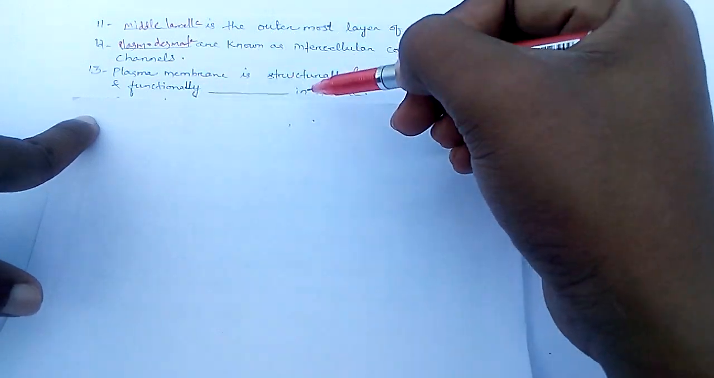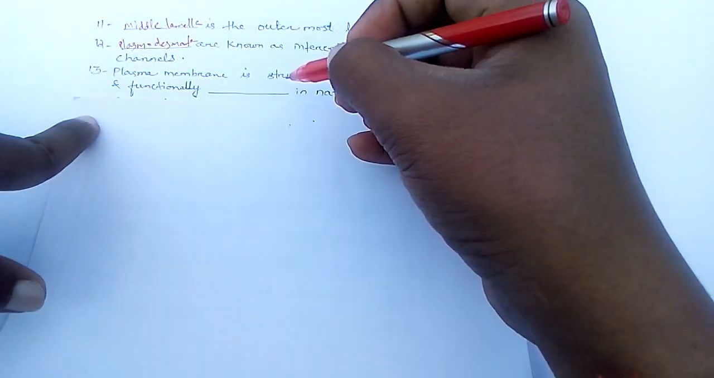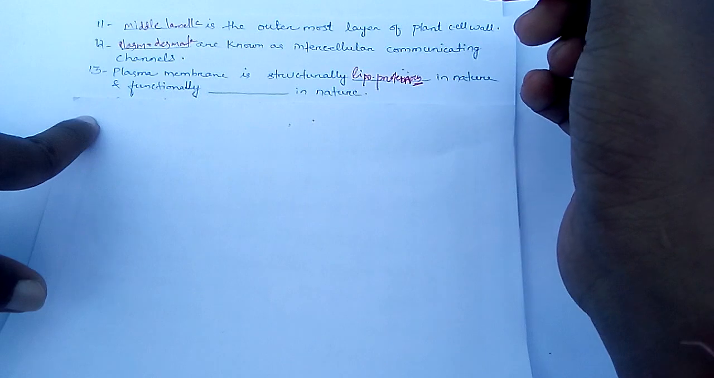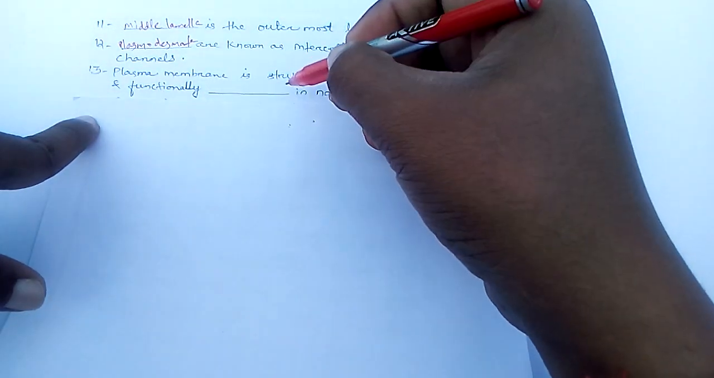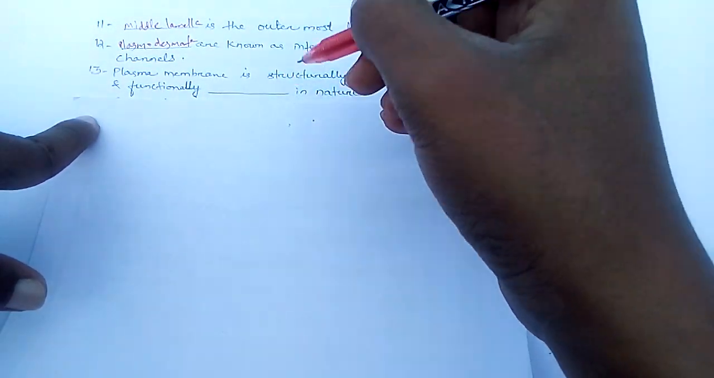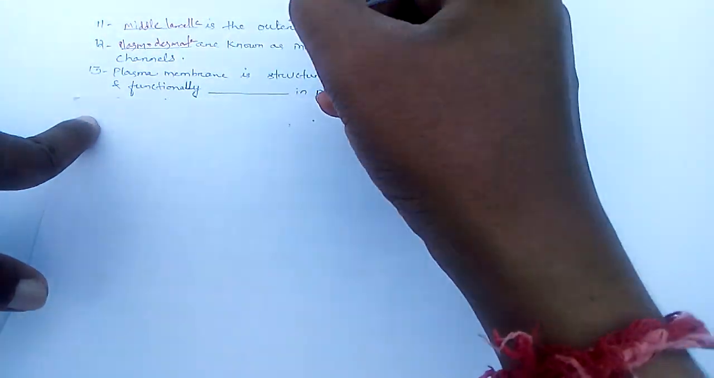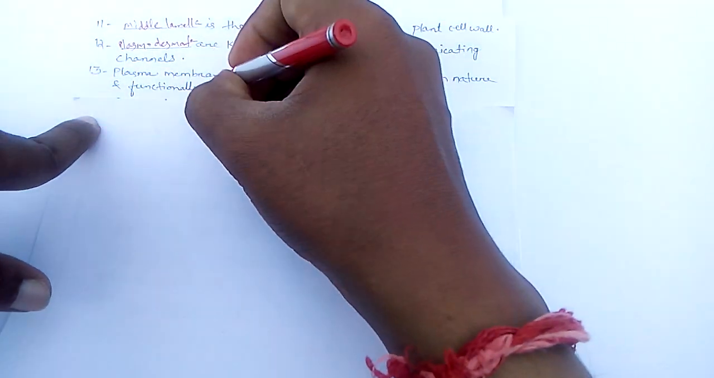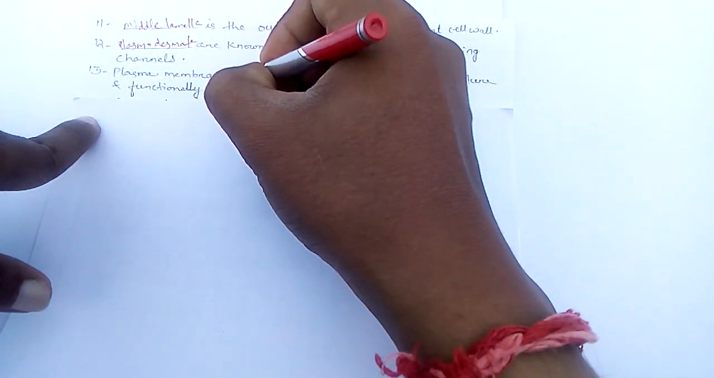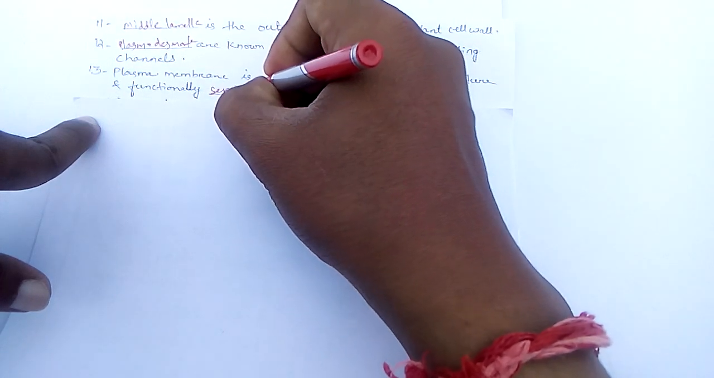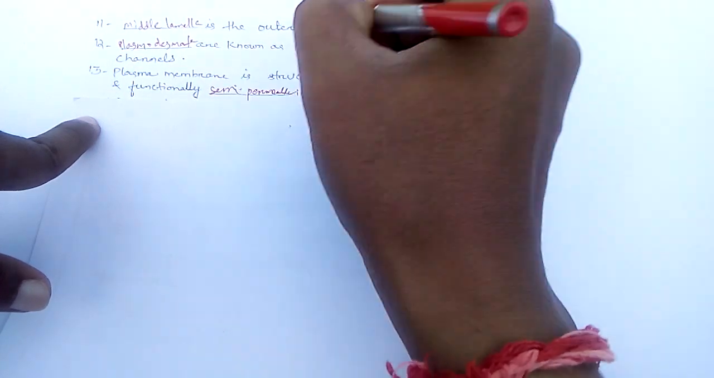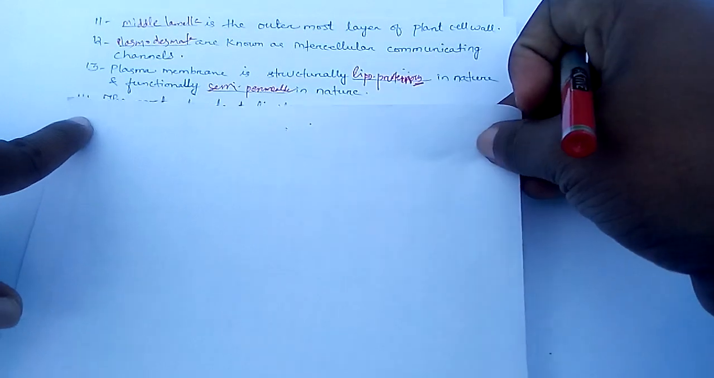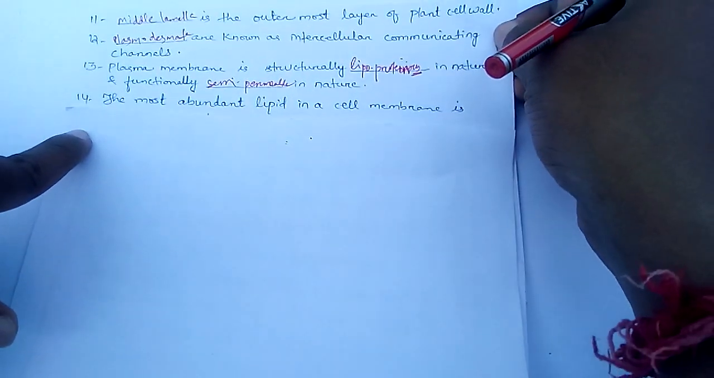And functionally dash in nature. As we know, plasma membrane is selectively permeable or semi-permeable in nature because only some selective substances pass through this plasma membrane. That's why plasma membrane is functionally semi-permeable or selectively permeable in nature. Then move to our next question, question number 14.